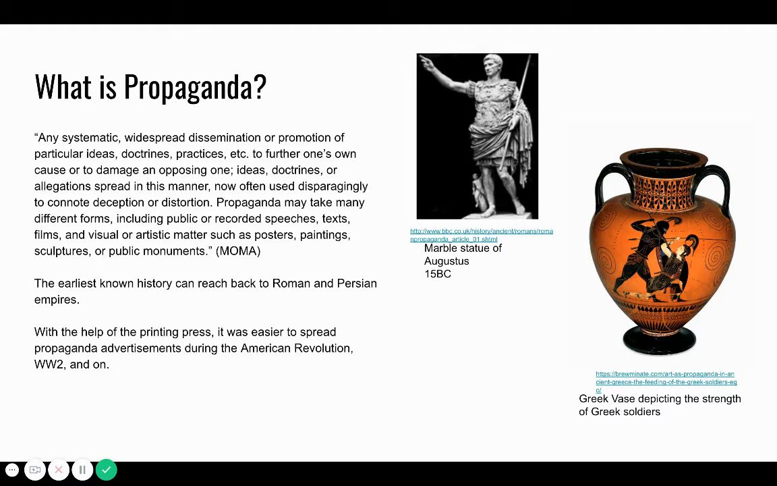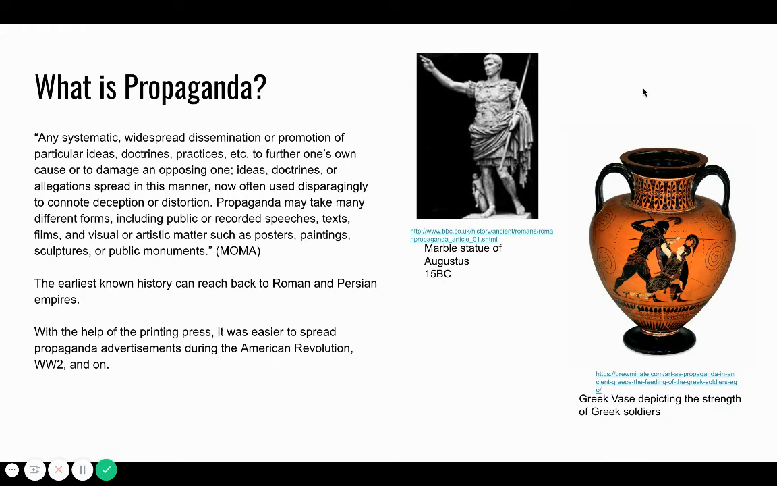The earliest known propaganda can be found from Roman, Persian, and Greek empires. Propaganda from this time was depicted through sculptures, vases, paintings, and more. Our first example is the marble statue of Augustus from the Roman Empire, created in 15 BC. We can see with his height and the man next to his knee that he is strong and powerful and is leading the armies to great victories. The second example is the Greek vase depicting the strength of Greek soldiers against other armies and protecting their families and keeping Greece in their name.